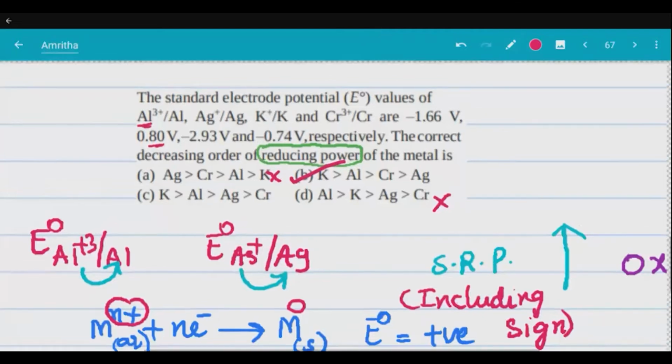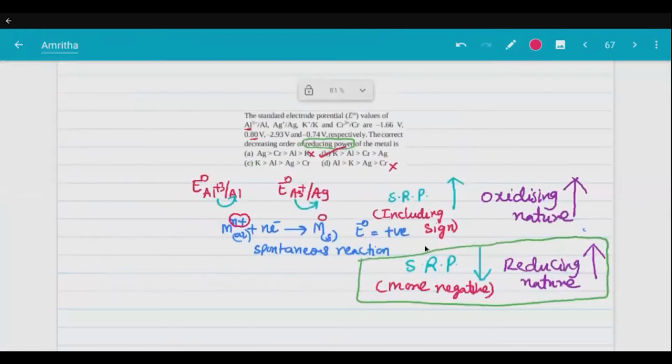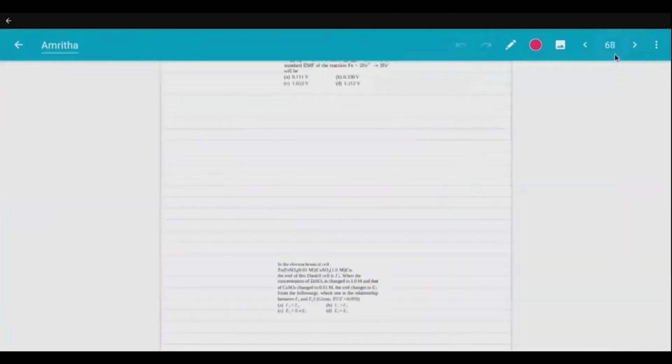I hope everybody understood. This point is very important, these two relations. SRP values means including sign we have to take. If it is more positive, oxidizing nature is more; if more negative, reducing nature is more. Okay. Next question to you.